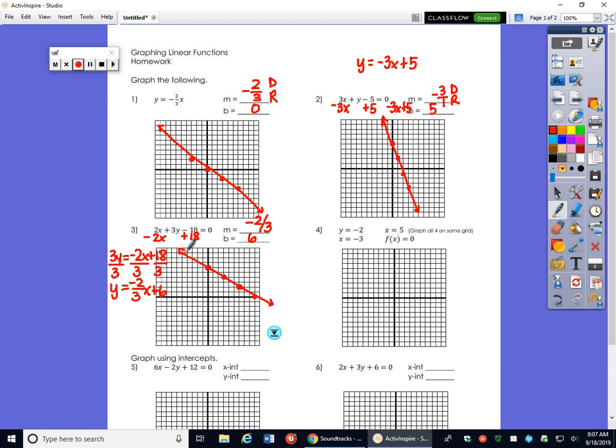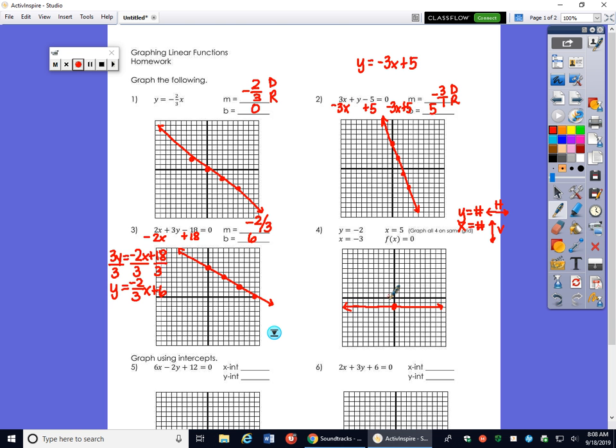All right, number 4, we're going to graph all 4 lines on the same one. Remember that y equals a number is a horizontal line, and x equals a number is a vertical line. So y equals negative 2, we're going to go to negative 2 on the y-axis, and we're going to draw a horizontal line. That easy.